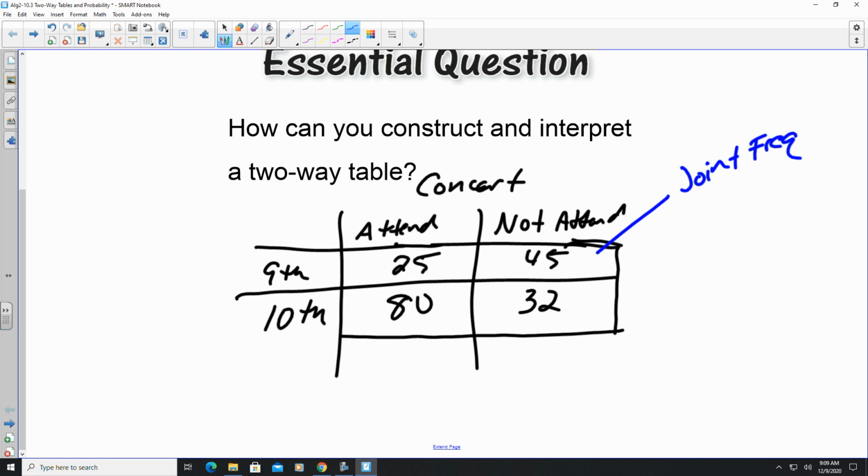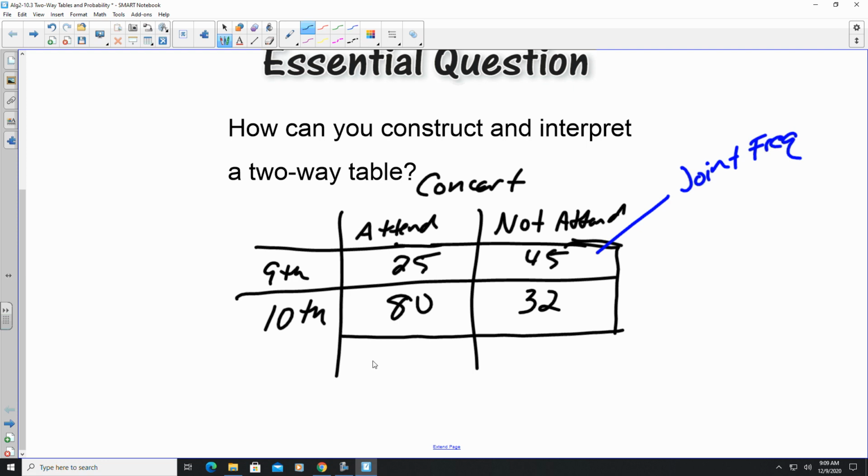The joint frequency of this data explains the entries of the table, being able to categorize them in a specific way using two different parts. Now, we can interpret this a couple ways. One, we can now determine between the ninth and 10th graders how many did go total and how many of them did not go total.